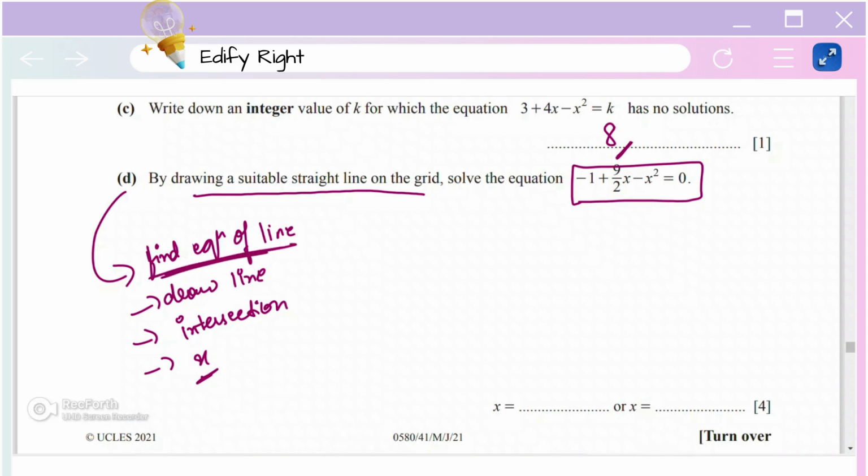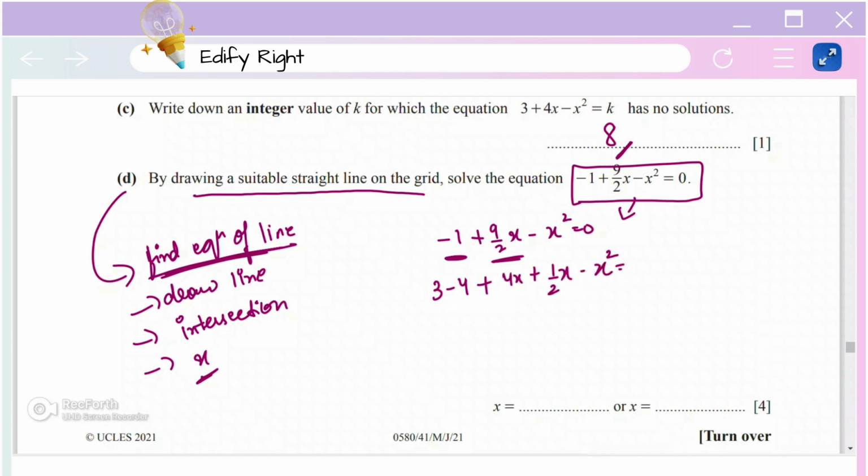So let's start with finding the equation of the line. The way you do it is take the existing equation, 9 by 2x minus x square equal to 0. I'm going to split it into minus 1 and 9 by 2x, and I'll show you the reason in a minute. So I get 3 minus 4 plus 4x plus half x minus x square equal to 0. So I have 3 plus 4x minus x square equal to 4 minus half x. So I'm just going to take 4 and minus 1 by 2 to the other side.